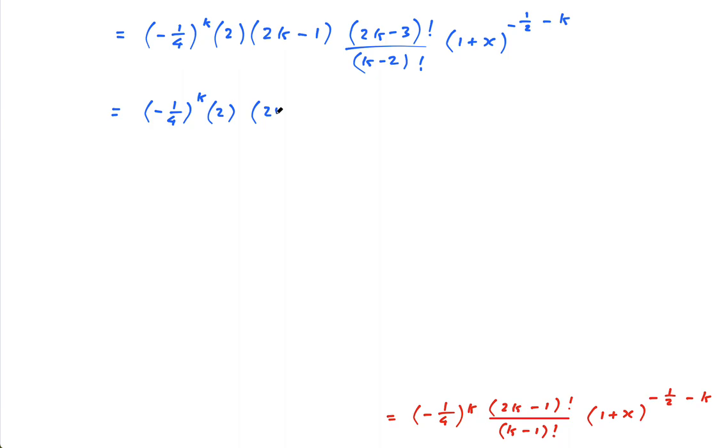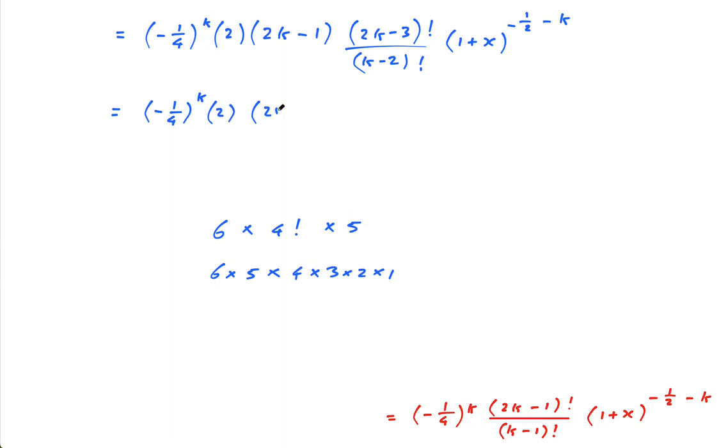The reason for that is, well, imagine I had 6 times 4 factorial, and I wanted 6 factorial. If I multiply this by 5, now I get 6 factorial, because that's 6 times 5 times 4 times 3 times 2 times 1. So I'm missing the 5 here.